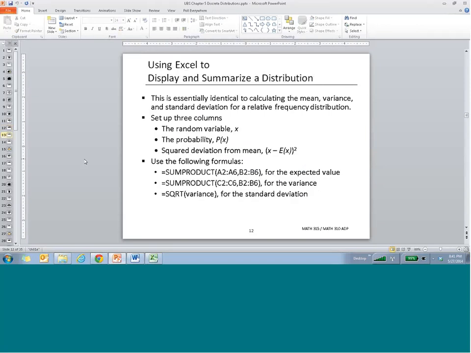Okay. Or you can use the Excel formulas to do that for you. And we have an example on this. Which example is that?